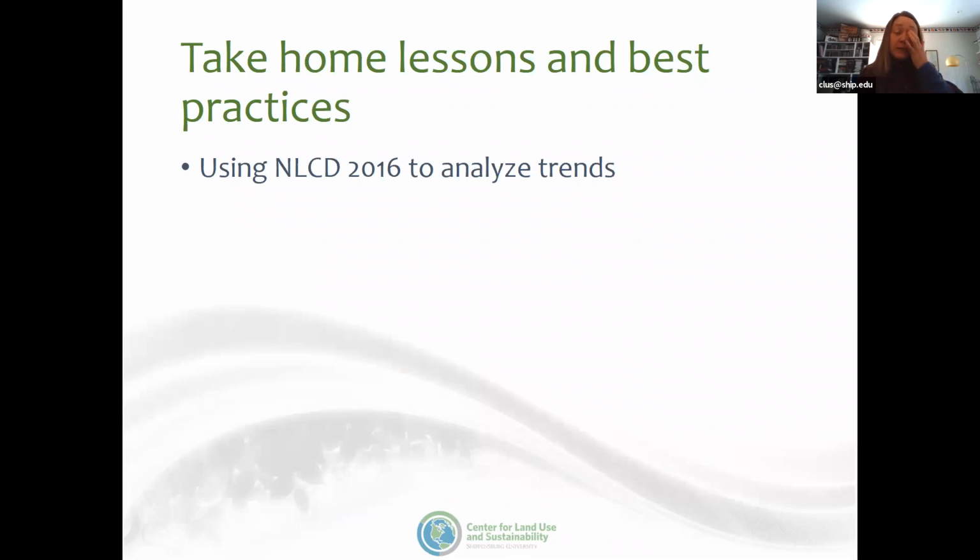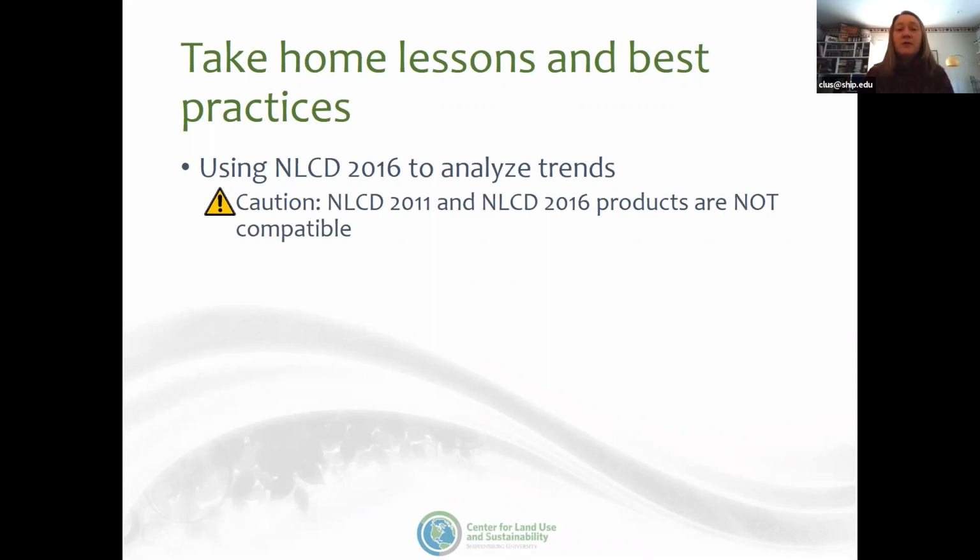If you're using NLCD 2016 to analyze trends over time, it is important to remember that the 2011 edition and the 2016 edition are not compatible. That means that when you adopt the 2016 product, you need to download the entire time series and use that as your new time series. Don't take the 2011 edition and just tack on 2016, because the quantities and locations of land covers are different, and so you will not get reliable results. So delete 2011 and just download 2016 and adopt that wholesale.